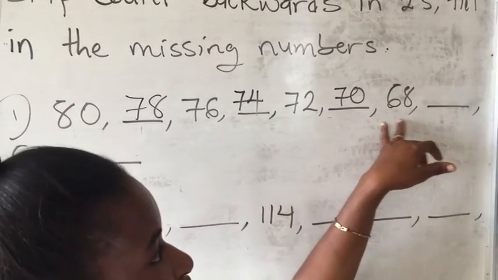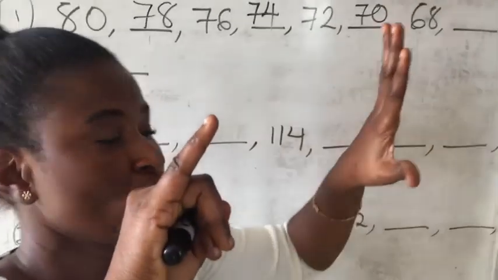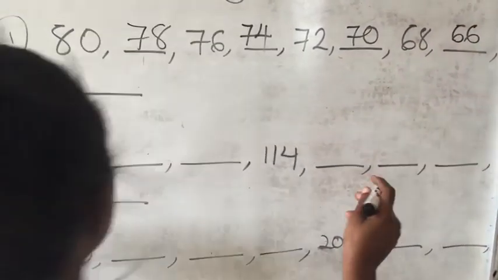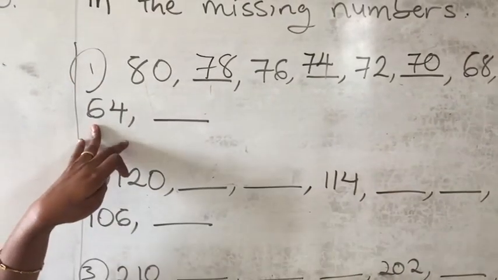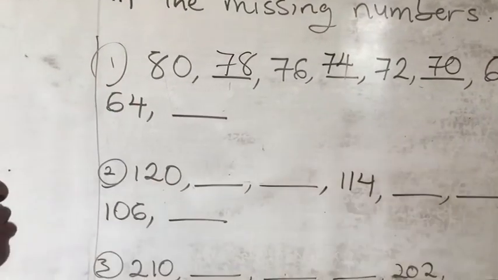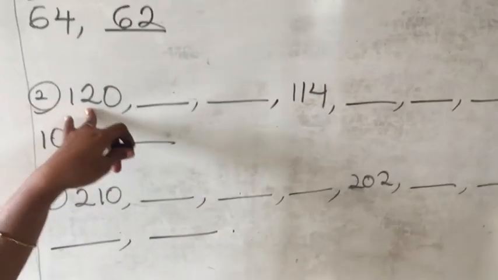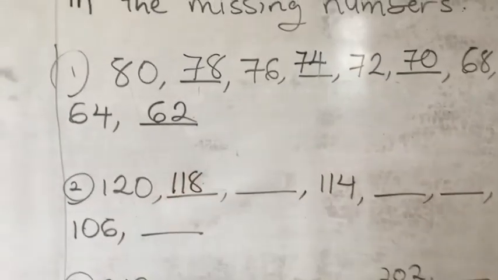Now 70 minus 2, we get what? 68. 68, we have 8 at the end. So 8 minus 2 will give us what? 6. So we have 66. 6 minus 2 will give us 4. We have 64. Now 4 minus 2 will give us what? 2. So we have 62. Okay, 120 minus 2 will give us 118.